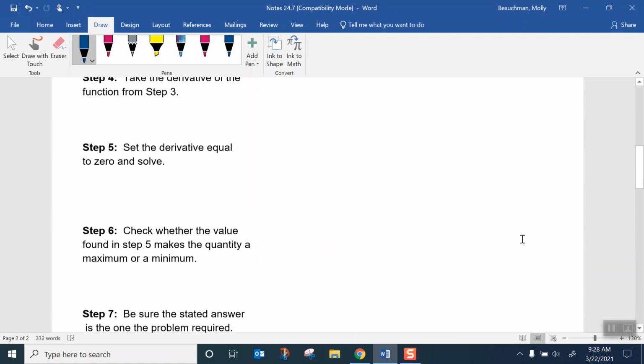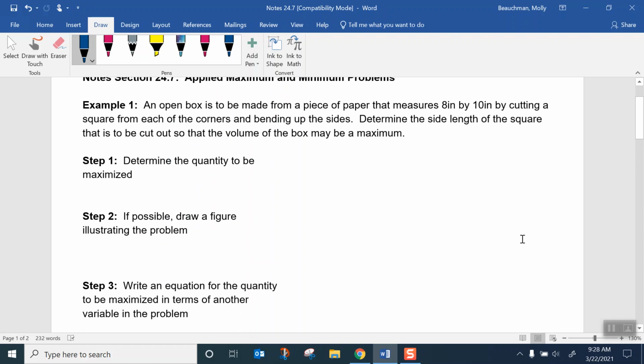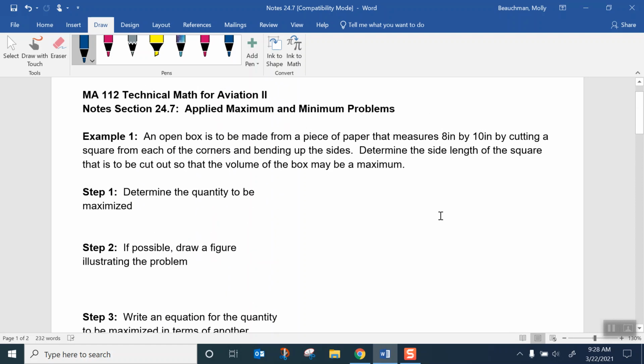All right, so back to the first question. In this question, we don't have a formula, so we're going to have to find a formula. So example 1: an open box is to be made from a piece of paper that measures 8 by 10 inches by cutting a square from each of the corners and bending up the sides.